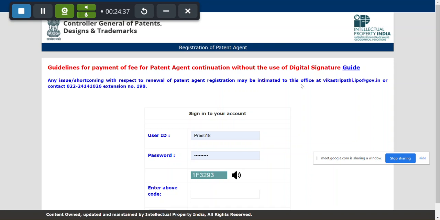You can communicate with this person, because when we communicated with this person, he was a helpful person. He will give us guidance, and he will also reply on the mail. So you can drop a mail to him, or you can call that person on weekdays, because the patent office is working from Monday to Friday only.